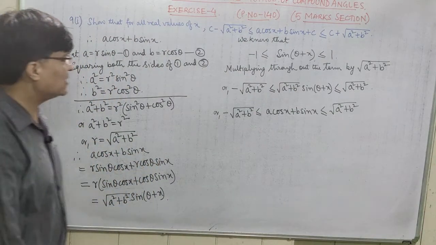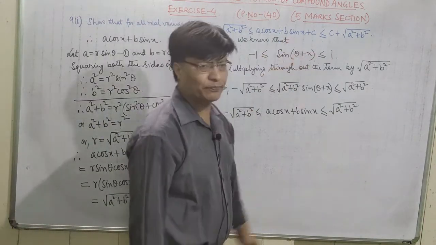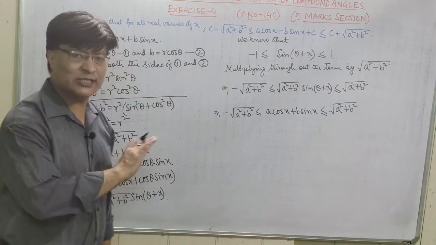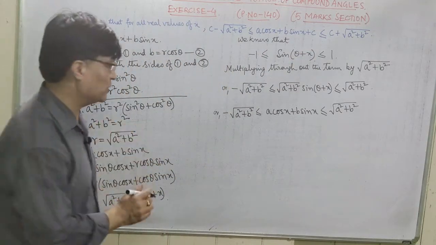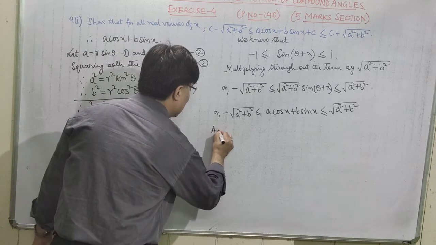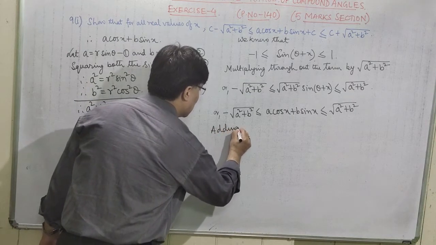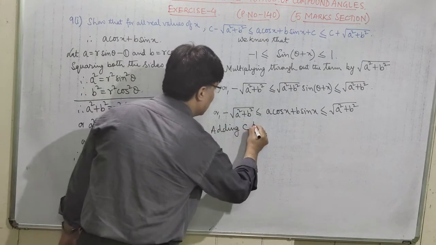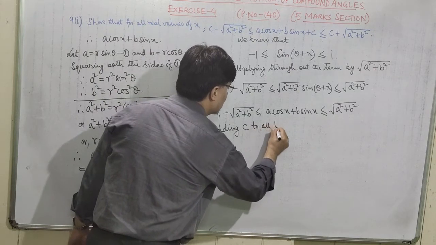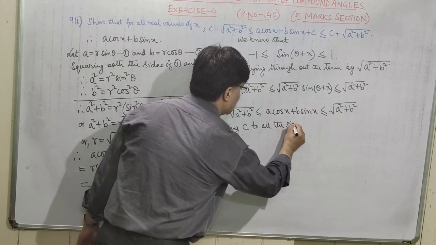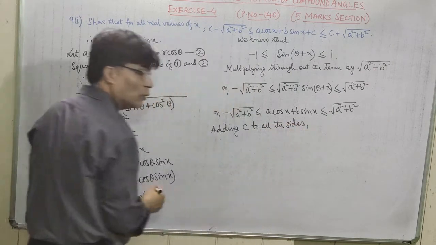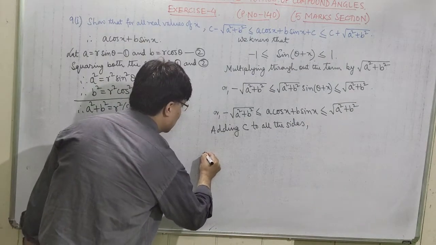Now, since you have to prove plus c also, you have to add c on all these expressions. So adding c to all the sides. So what do we get?